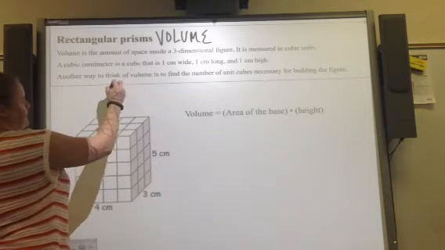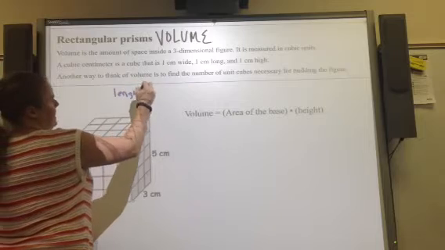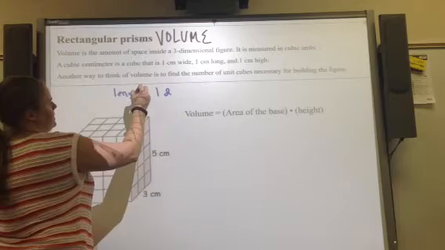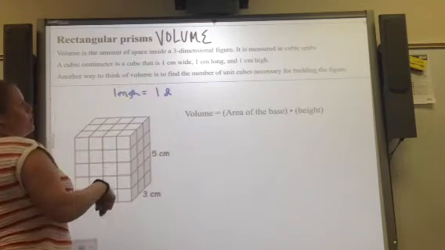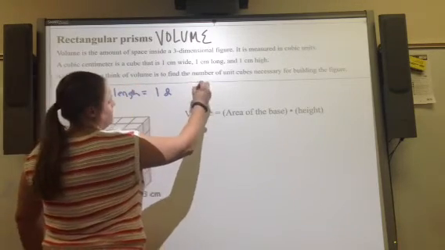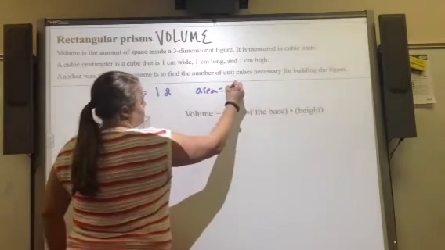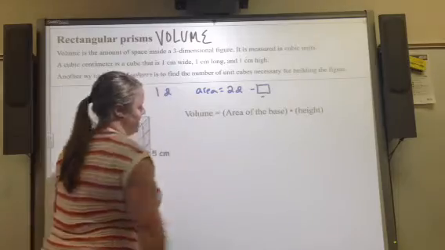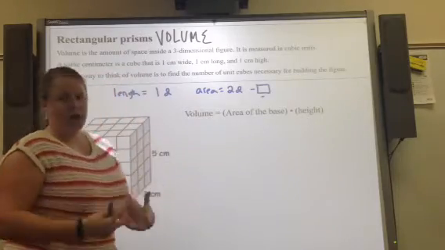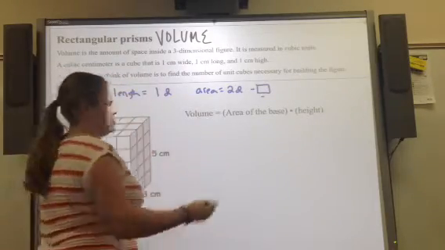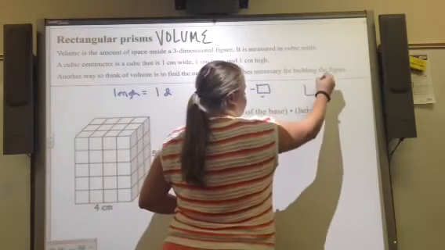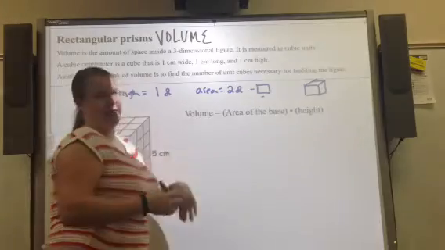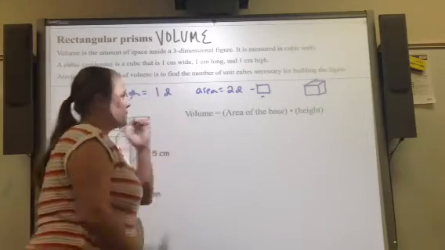So when we find the length of something, that is just a one-dimensional piece of information. When we find the area, now we're getting into two-dimensional because we have two pieces that we're looking at. When we get into the volume, now we're getting three-dimensional. So volume is dealing with a length, a width, and a height all together.